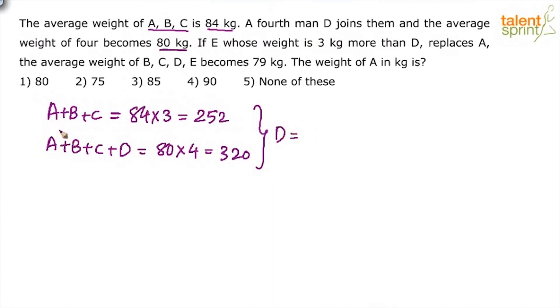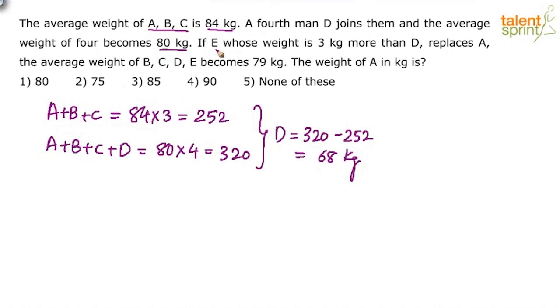Now from these two, can you find the difference and get the weight of D? If you subtract A plus B plus C from A plus B plus C plus D, you will get the weight of D. So how much will be the weight of D? 320 minus 252. 320 minus 252 is 70 minus 2, which is 68. So we know that the weight of D is 68 kgs.